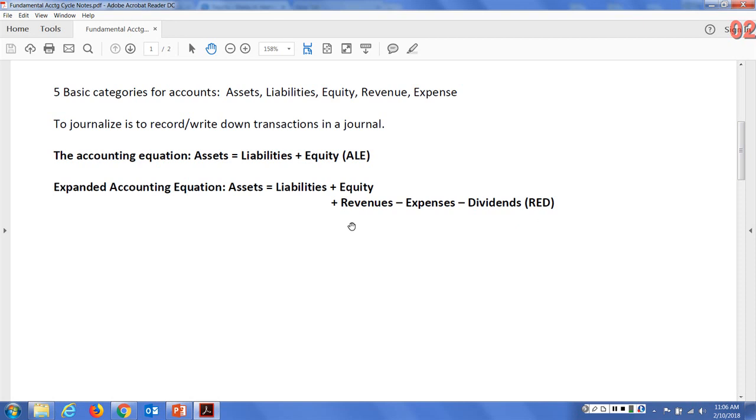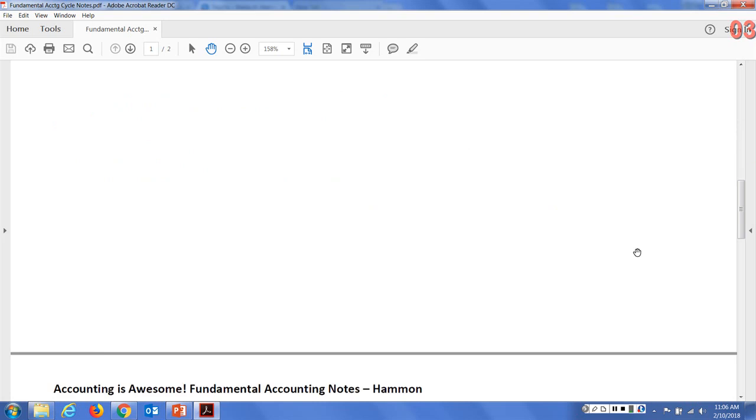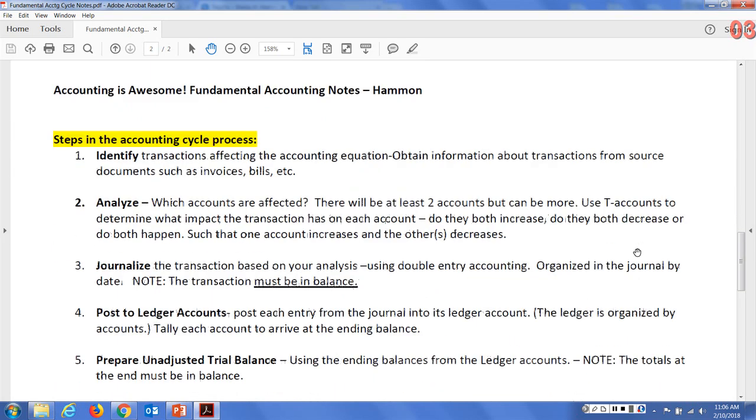Revenues, which is an increase to the equity account. Expenses, which decrease the equity account, and then dividends, if they are paid out, would also be a decrease to the equity account overall. And in future videos, you'll see how those play out. So here are some notes on the basic accounting process.